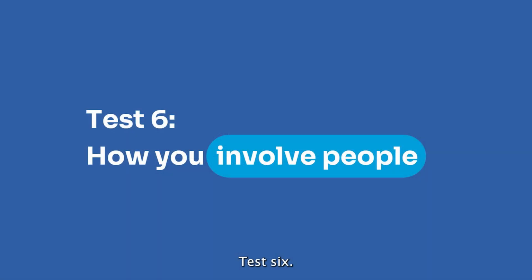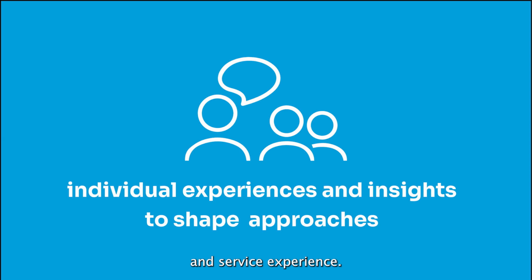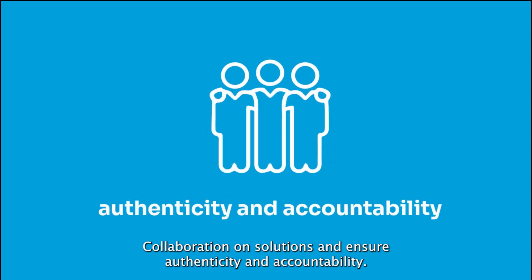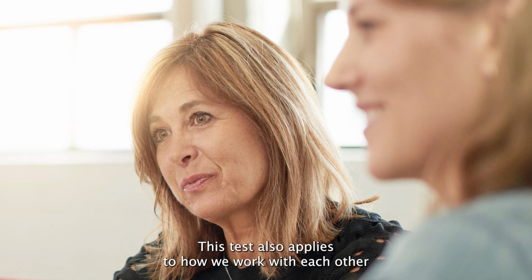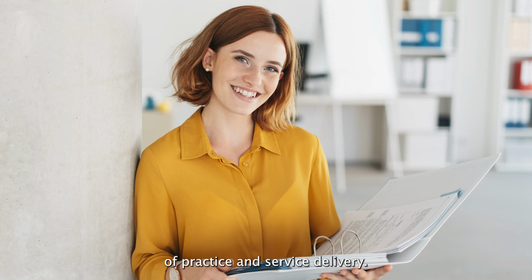Test 6. Test 6 looks at how we involve people as active agents in their lives and service experience. This includes drawing on individual experiences and insights to shape approaches, collaboration on solutions, and ensure authenticity and accountability. This test also applies to how we work with each other and within the service system in relation to all aspects of practice and service delivery.